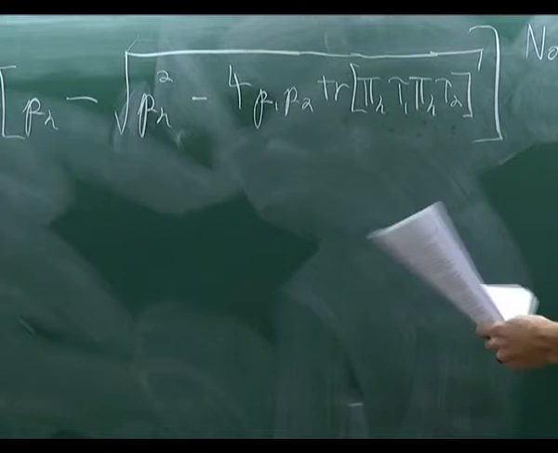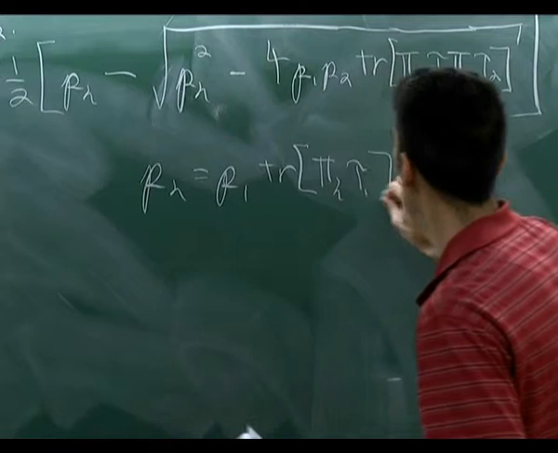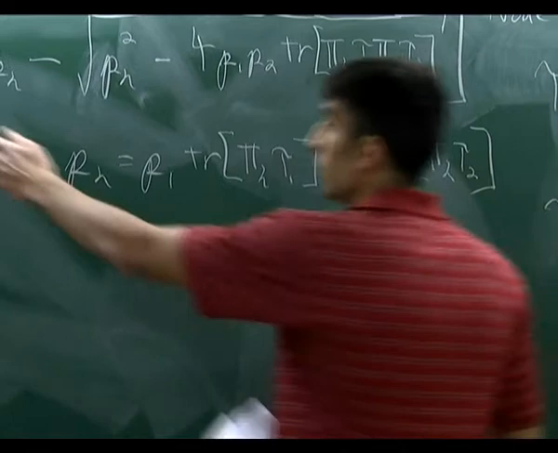And so here, what is this P lambda? This is just P1 trace pi lambda tau 1 plus P2 trace pi lambda tau 2. Okay, and this holds for all nodes in B2. So now we can state a necessary condition, which is the following. And again, the pi lambdas are product operators.